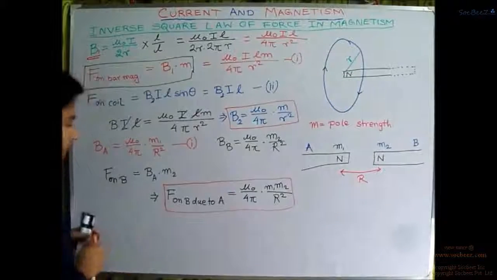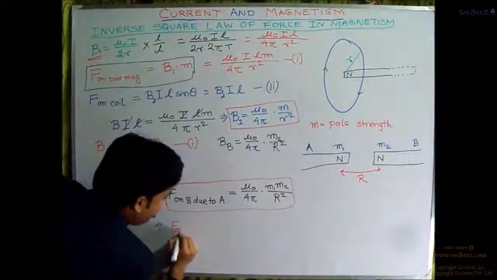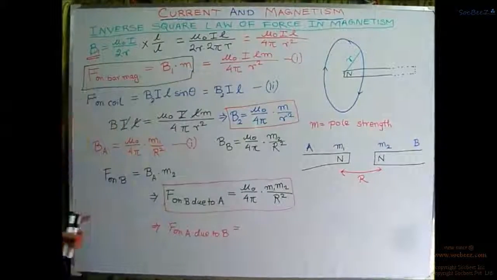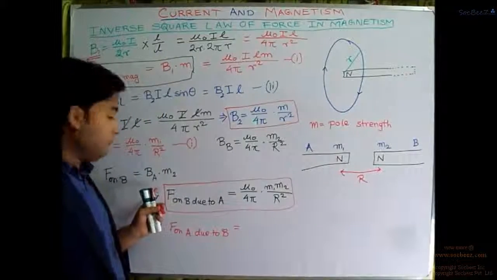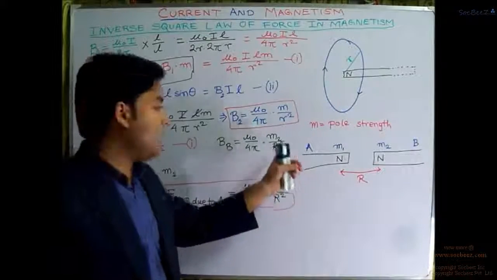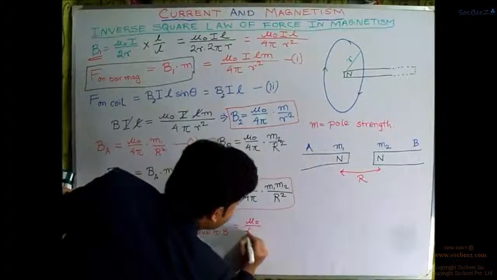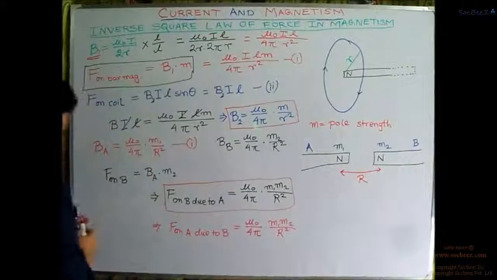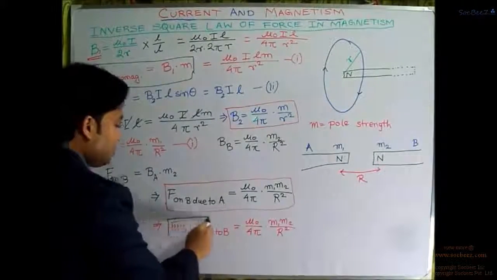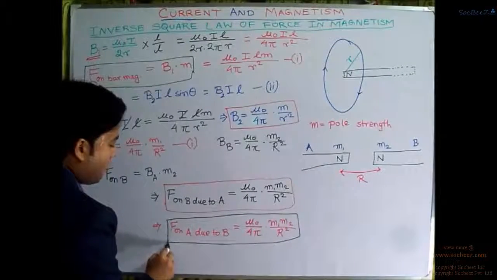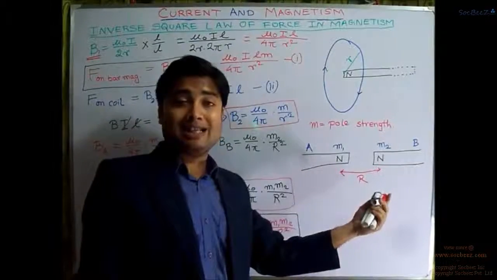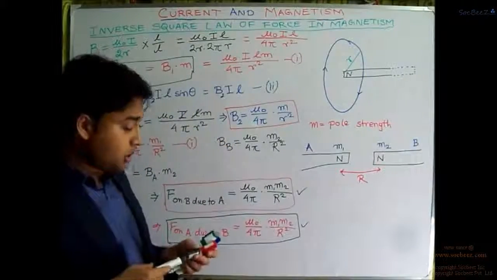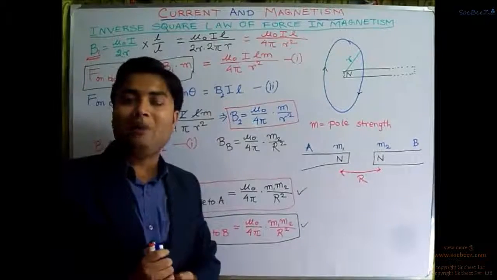And if we do wish to find out the force on A due to B, it is simply equal to B of B multiplied by M1. So the expression will look like mu naught divided by 4 pi multiplied by M1 M2 divided by R square, which means that the force being enacted on one magnet by another is the same as that enacted upon it by the other magnet, because both expressions are the same. So this actually obeys Newton's third law, equal and opposite reaction.